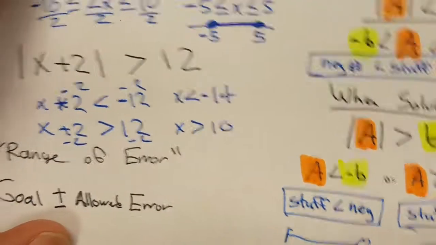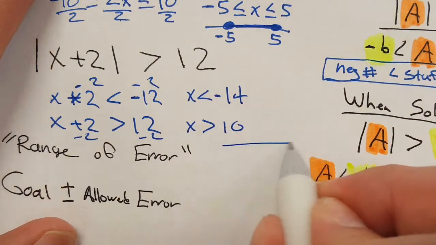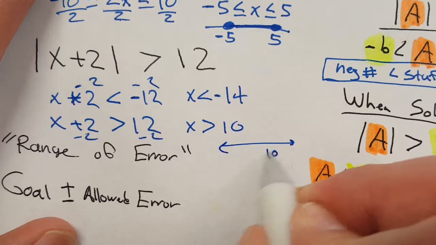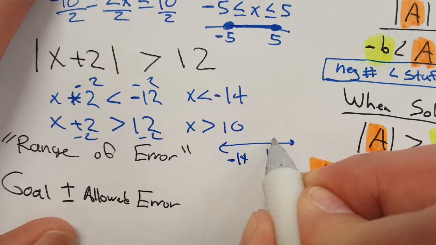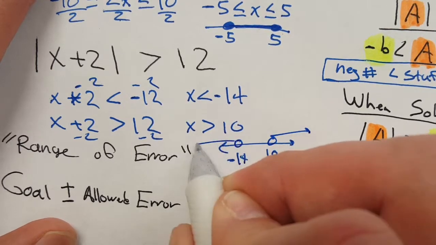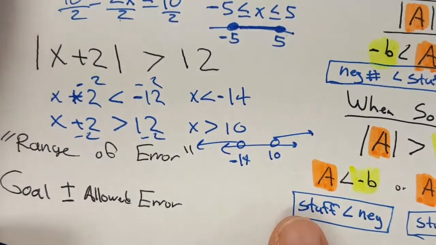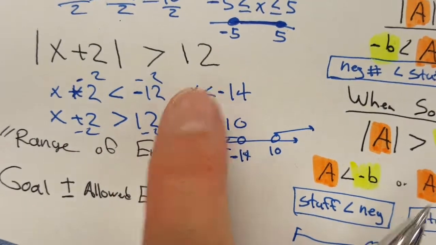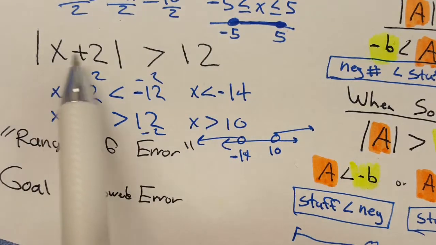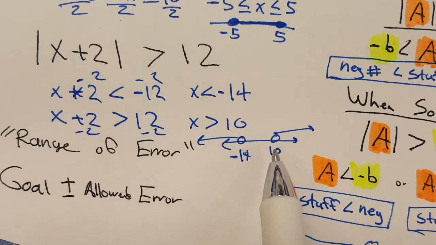If I were to graph that really quick, I'm kind of running out of room here. Positive 10, negative 14, open circle that way, open circle that way. So here are all the numbers that could work. Again, when you're greater than, it's got to be greater than 12 when you plug it into the x plus 2. So if you even tried 10, 10 would not work.